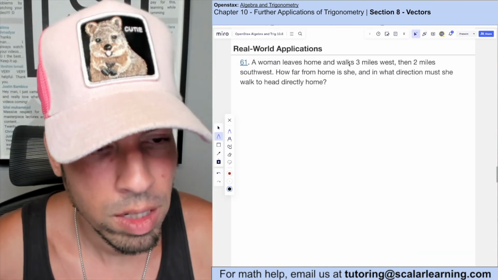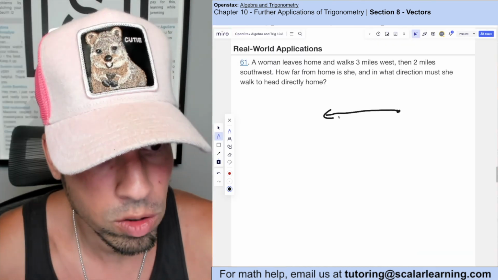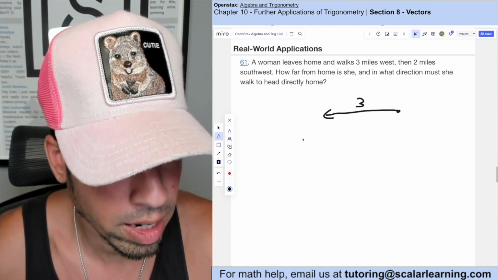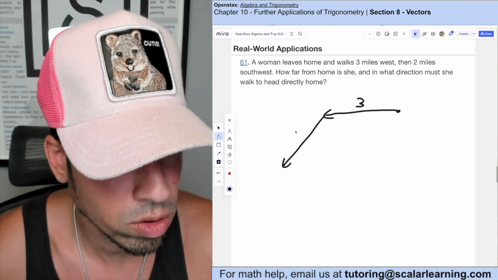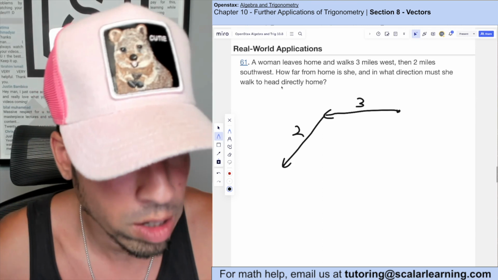Done. A woman leaves home and walks 3 miles west and 2 miles southwest. So 3 miles west and then 2 miles southwest. So south and left, kind of like this diagonal, and that would be 2. How far from home is she, and in what direction must she walk to head directly home?